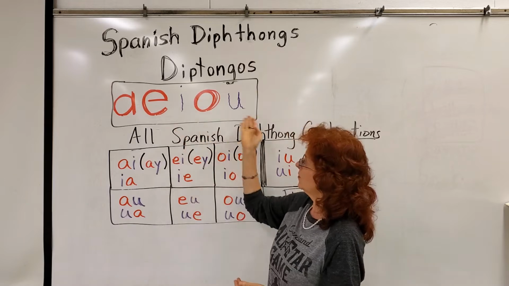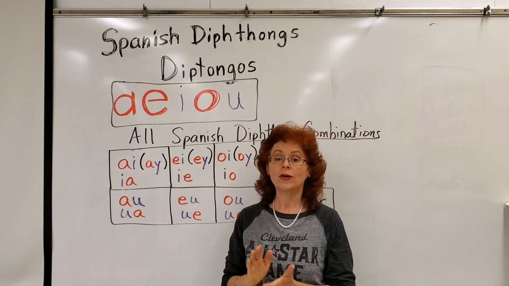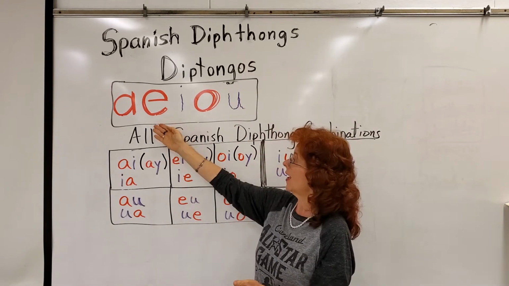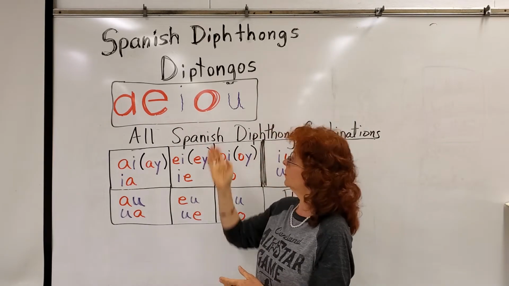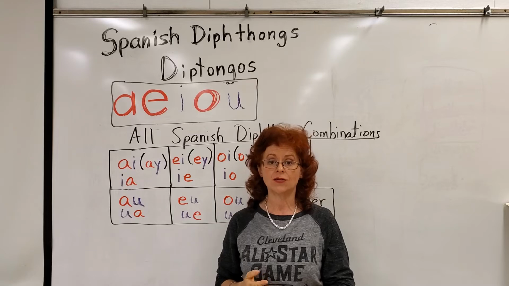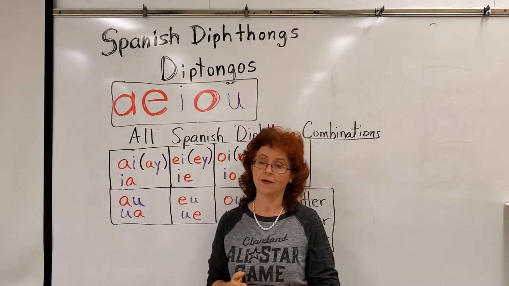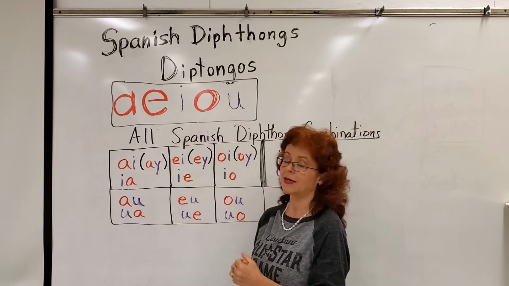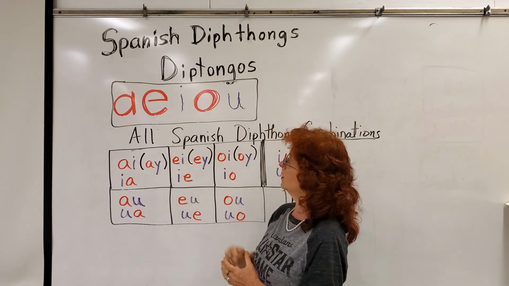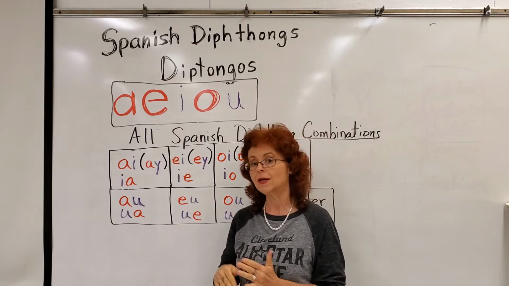So what you see right here is when you're dealing with Spanish diphthongs, you have 3 of the vowels that are considered strong. And then you have 2 of the vowels that are going to be considered the weak ones in a diphthong. So a, e, and o are going to be strong. I have them marked in red. And then the 2 weak ones I have marked in purple with the i and the u.